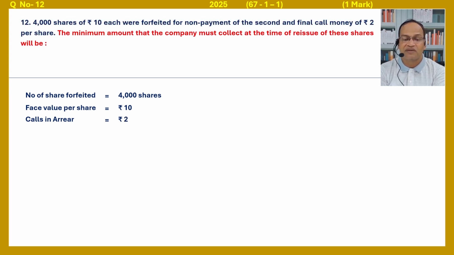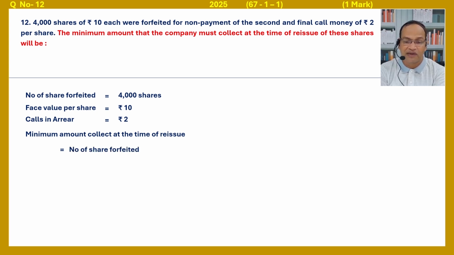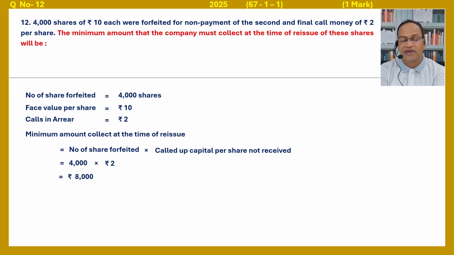The minimum amount that the company must collect at the time of reissue of these shares will be: minimum amount collected at the time of reissue equals number of shares forfeited into call per share not received. Call per share not received is 4,000 into rupees 2 equals 8,000. Clear? Rupees 2 is the second and final call money not received.